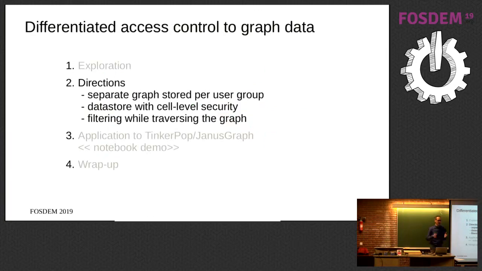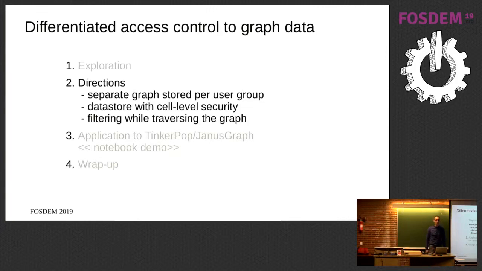So now we have seen what this access control in graph data is about, and when you think about how you could address this issue, there are a few ways you could go. First one is just perfectly isolate graphs. That means build separate graphs for each user group that you have. But of course, we will see that in a minute, that has some problems with it.